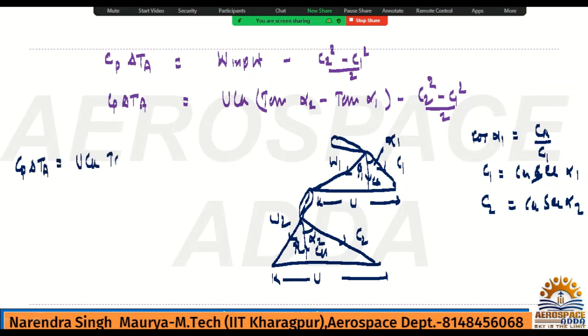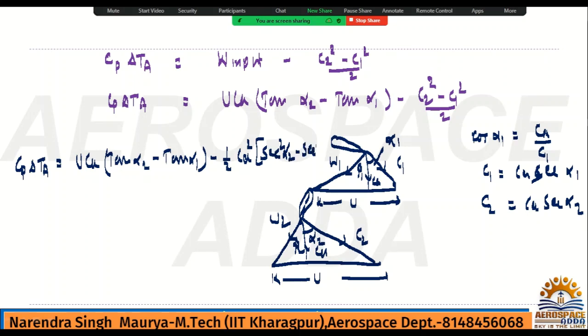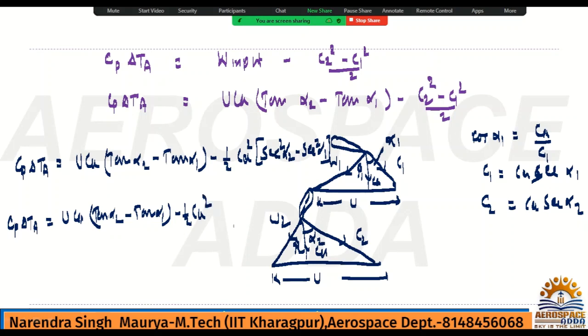It is U Ca tan alpha 2 minus tan alpha 1, and it will be minus 1 by 2. Ca you can take common, it is squared, so Ca squared, in bracket sec square alpha 2 minus sec square alpha 1. This is the value. I am not going to open this and write each and everything, just two steps more. Ultimately you will get Cp delta Ta: U Ca tan alpha 2 minus tan alpha 1 minus 1 by 2 Ca squared. If you open sec square alpha 2 and all, then in terms of tan it will be tan square alpha 2 minus tan square alpha 1. Check it.